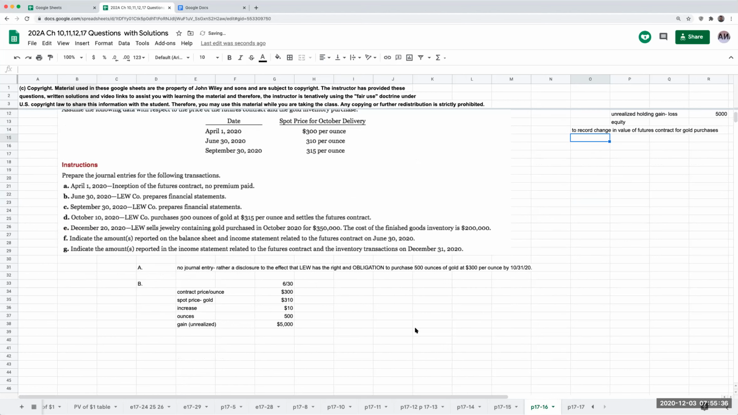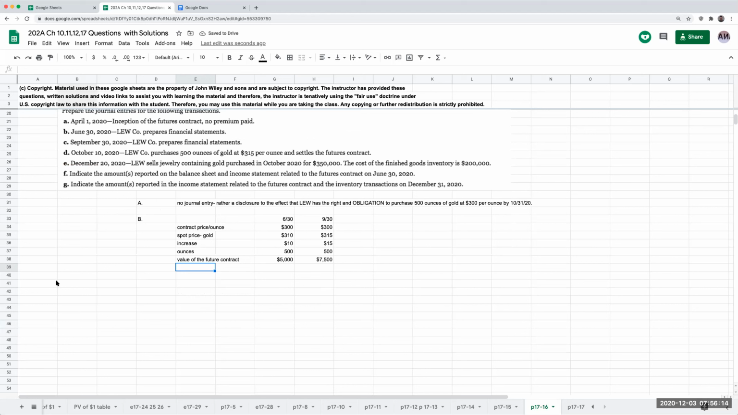Okay. On September 30th, I prepare my financial statements. So on 9/30, we have the same deal. My contract price per ounce is 300. The spot price for gold is now 315. This is an increase of $15 per ounce. I have 500 ounces. So my unrealized gain is going to be 7,500. Or actually, a better way to say this is the value of the futures contract.